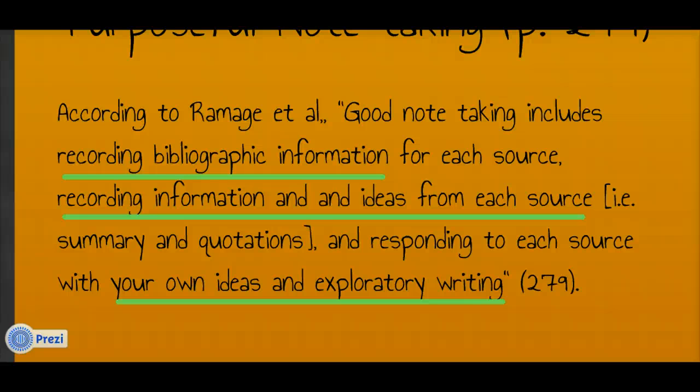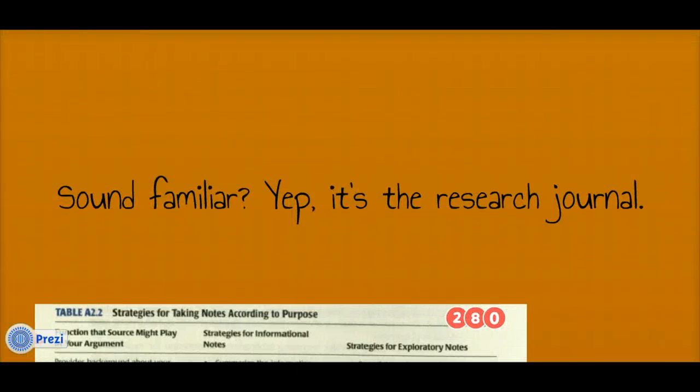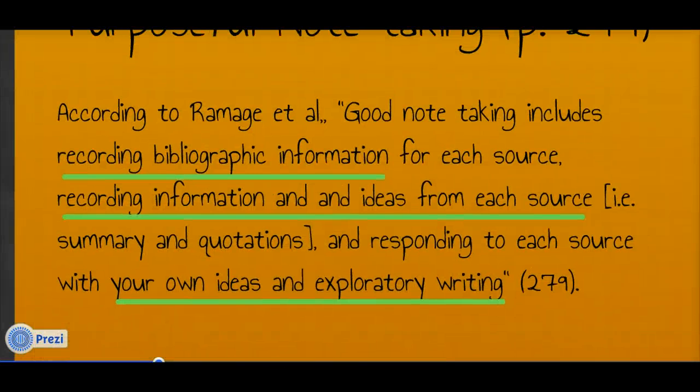Now, this should sound familiar, right? Yep, it's the research journal. Think about it for just a second. If we look back at here, what I had you do in the research journal, cite your source, record a short summary of the source, pick out some quotes, and then put your own thoughts in there.